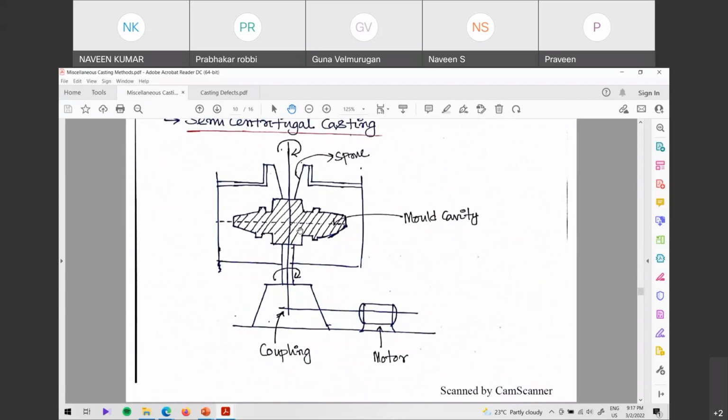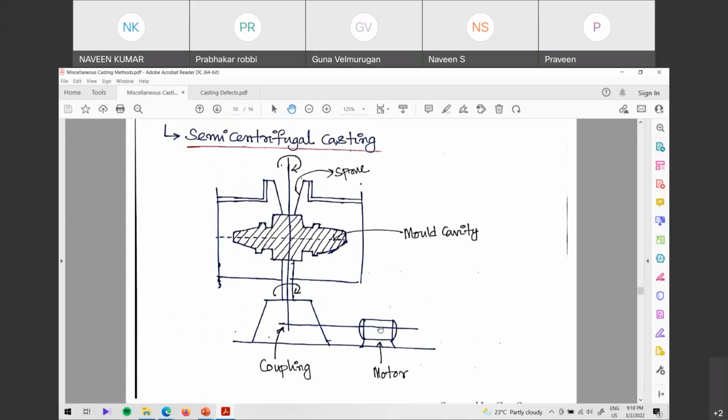Once it has come down, when we are rotating, what happens? Again, because of centrifugal force, the liquid metal will tend to move away from the axis. This is your axis of symmetry. It will try to move away from the axis, and it will try to cover all this cavity here, right? And this is your mechanism, your motor. Because of this motor, this coupling will rotate, and the whole thing will be rotating.